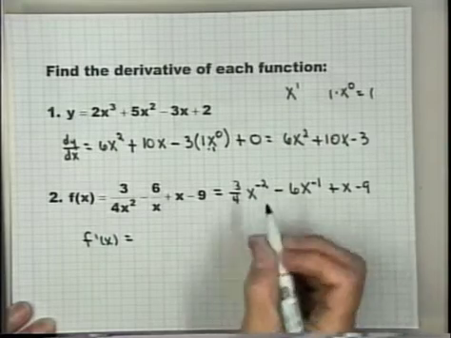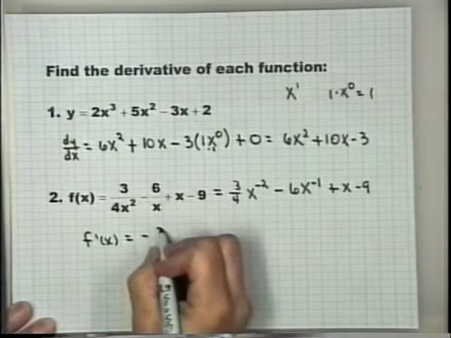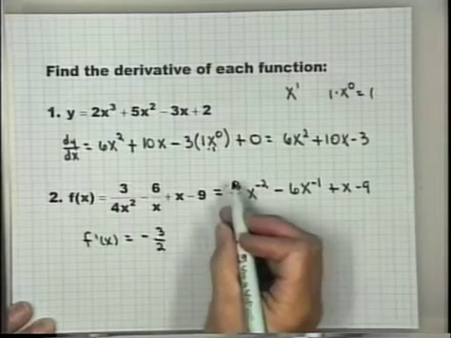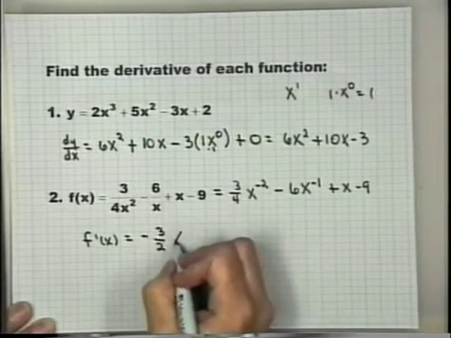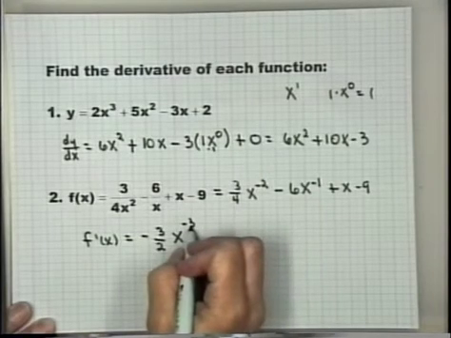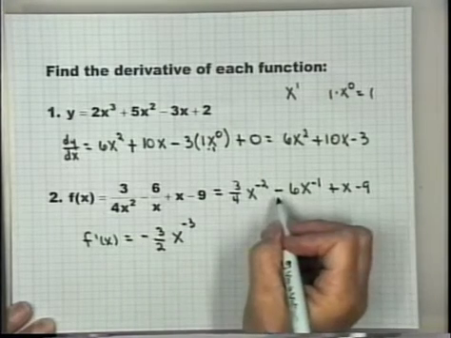Negative 2 will come down and multiply times 3/4, and I'll get negative 3/2. You might think negative 6/4 and then reduce it. Write your x, subtract 1, you get negative 3. Okay? We'll move to the next term.